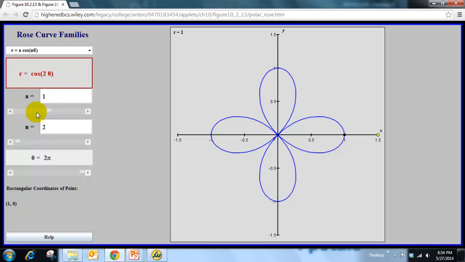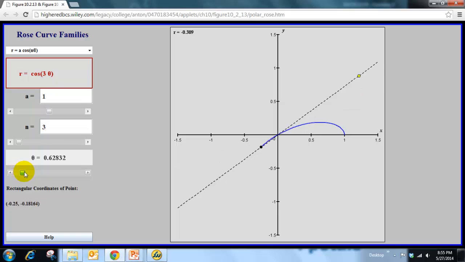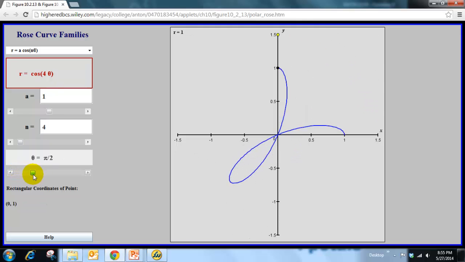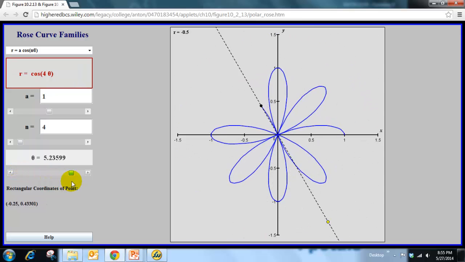Let's see what this n does, n being this number here in front of theta. We saw when it was a 2 that we got 4 leaves on this rose. Let's go ahead now and make this a 3. Now that we have it as a 3, let's trace this out. And we see we still call it a rose, but it only has 3 leaves. So when we had n equaling 2, we got a 4-leaf rose. When we had n equal 3, we got a 3-leaf rose. Let's see what happens when we let n equal 4. Let's trace this out. And as we plot these points, we see that we get an 8-leaf rose. So when n equals 4, we've got an 8-leaf rose.